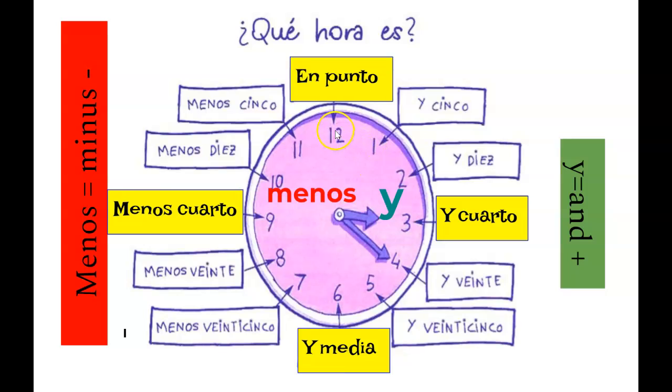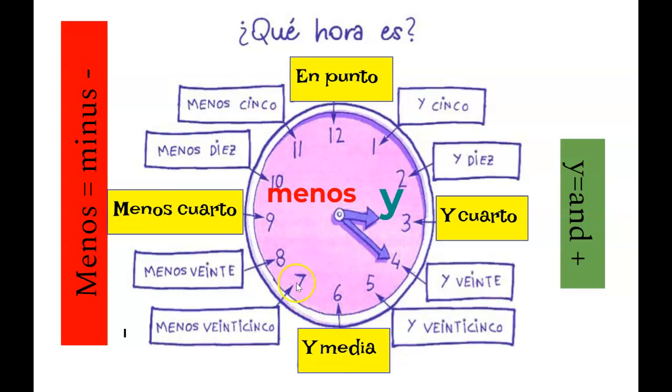Right side of the clock, from the 12 to the 6, you're going to be adding minutes, so you'll be using the y. After the 6 at 30, you're going to be subtracting minutes, and you're going to be using menos. Okay? So let's look here. Y cinco, so whatever hour, and 5 minutes, right? Y 10, y cuarto, y 20, y 25, y media.